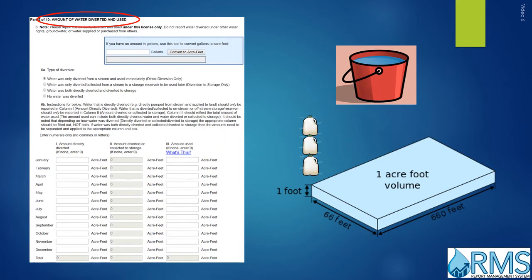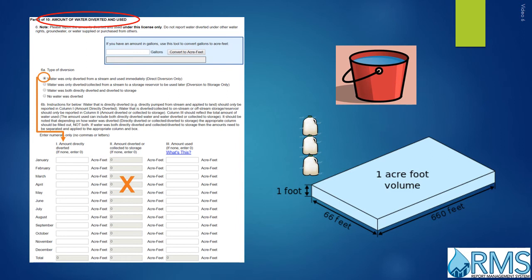The places to enter data may be grayed out depending on the type of diversion that was selected under the type of diversion at the top of the page. For example, on this page, under type of diversion, the first choice was selected, indicating that there was only direct diversion. By selecting direct diversion only at the top, the first column for direct diversion is ready for data, and the second column for diversion to storage is grayed out, so no data can be entered.